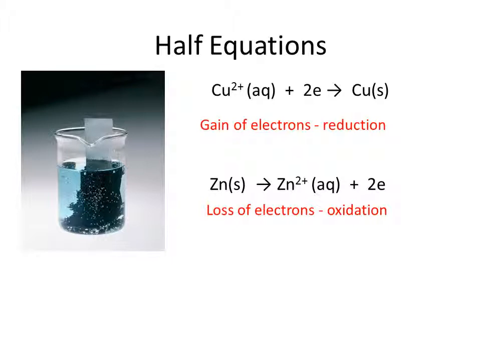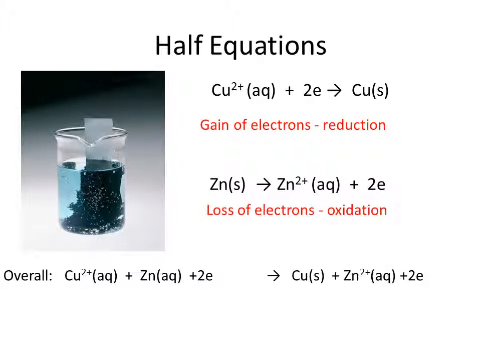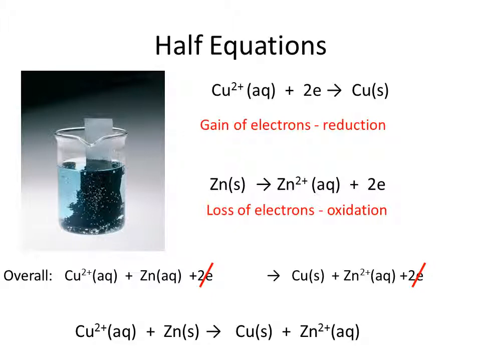If we wanted to write an overall equation for this, we'd collect all the terms on the left-hand side of the arrows. So we'd have the copper 2+ and the zinc and the 2 electrons. And then on the right-hand side of the equation, we'd have copper plus zinc 2+ ions and 2 electrons again. But you can see that we've got electrons on both sides of the equation here, so they cancel out, leaving us with our overall ionic equation of copper 2+ plus zinc to give us copper metal and zinc 2+. And we've now demonstrated that this is indeed an oxidation-reduction reaction, where something has lost electrons and something else has gained electrons.